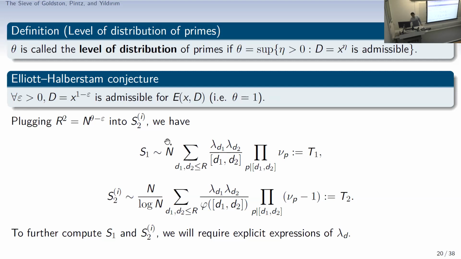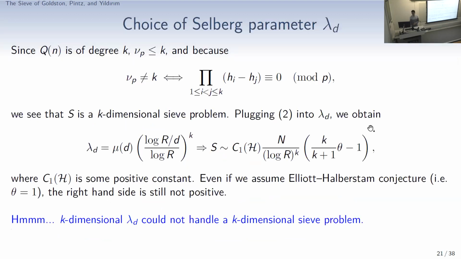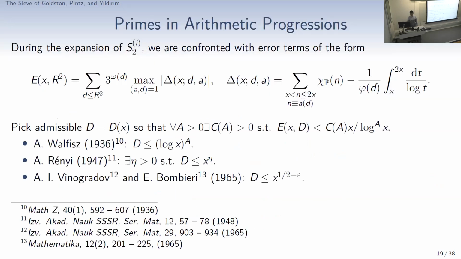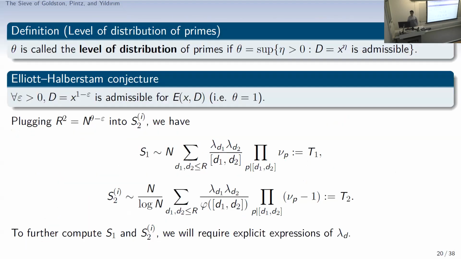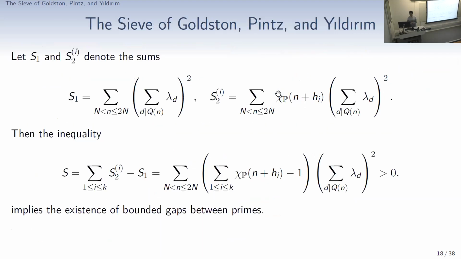And so, because we say that theta is the supremum of all these sets, if we subtract a little epsilon from theta, then it's going to be an element of this set. And so, making R squared equal to this exponent value, N to the power of theta minus epsilon, we can make the error term well controlled, giving us this estimation here. So this is the estimation of the S1 and S2, the main terms.